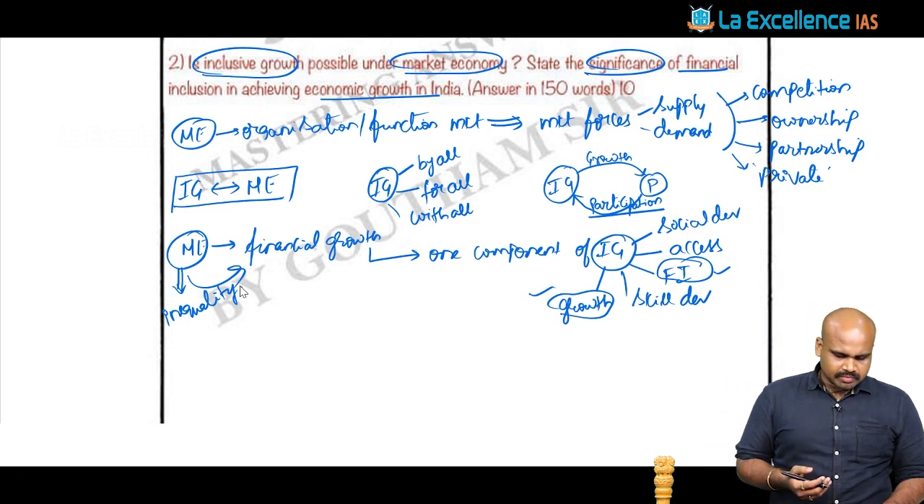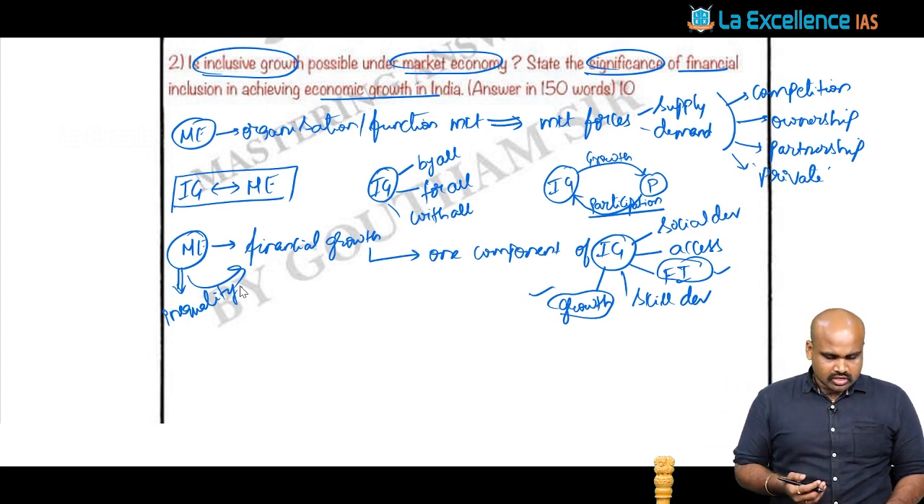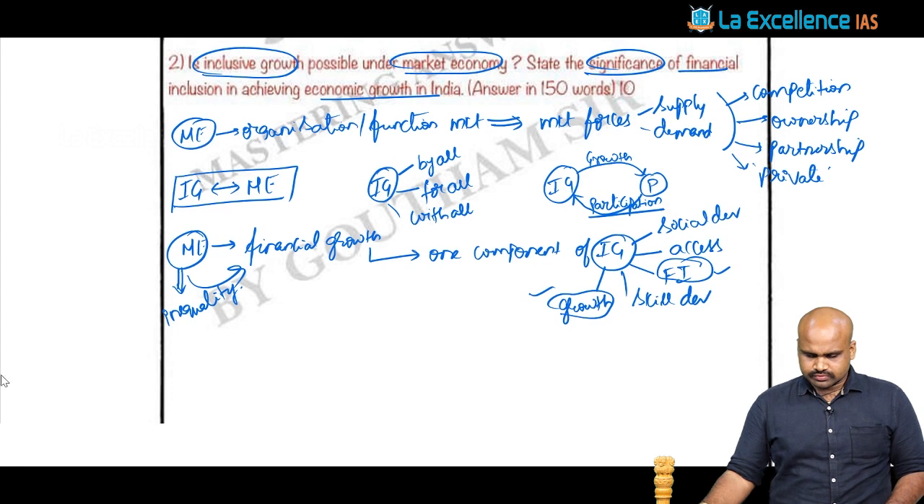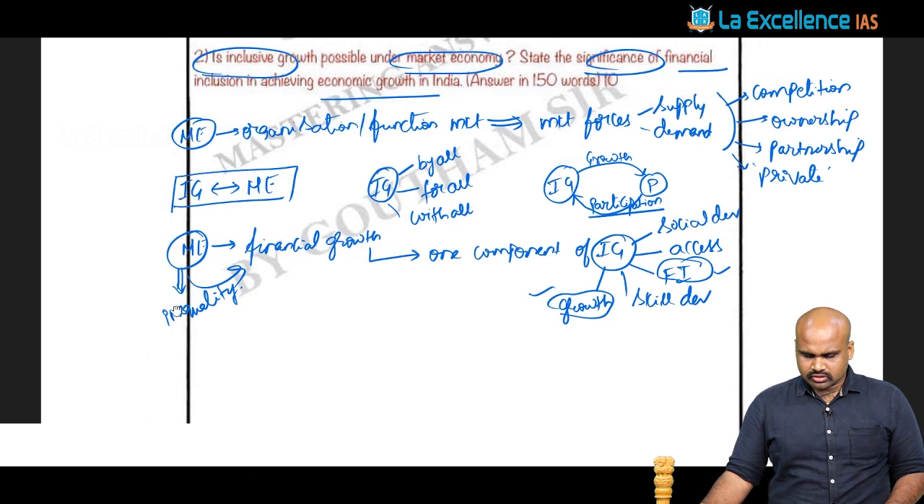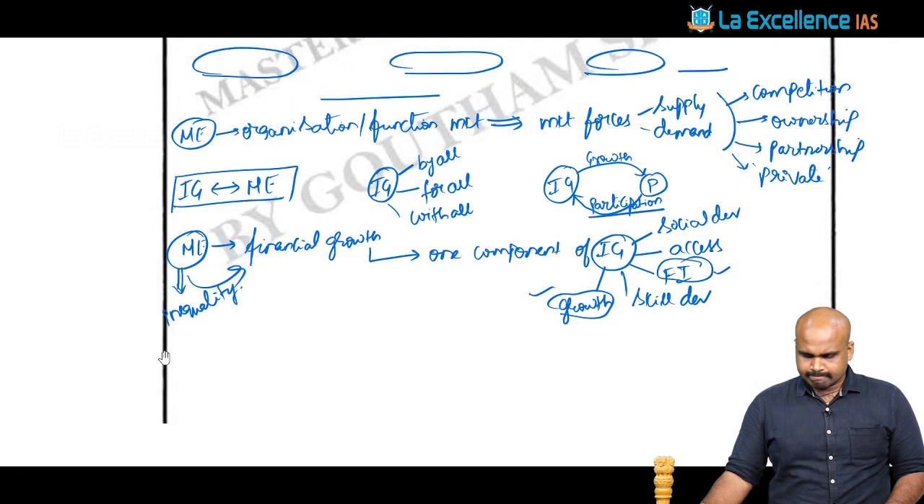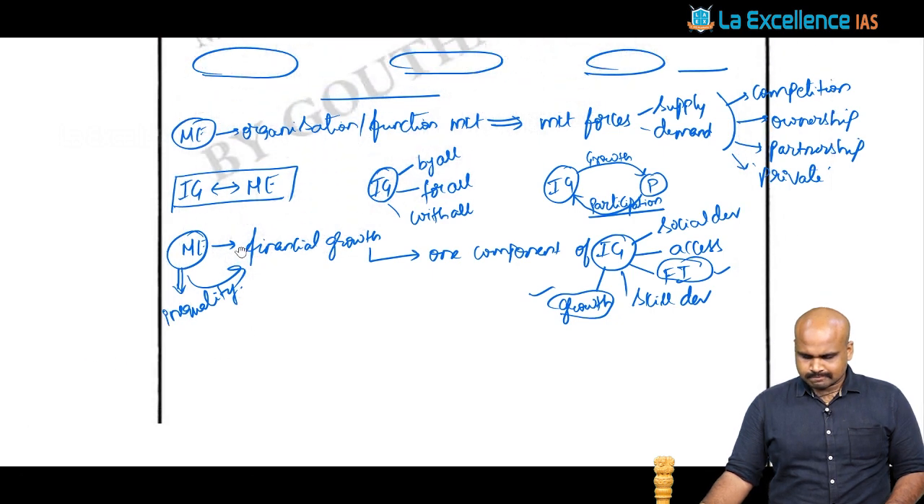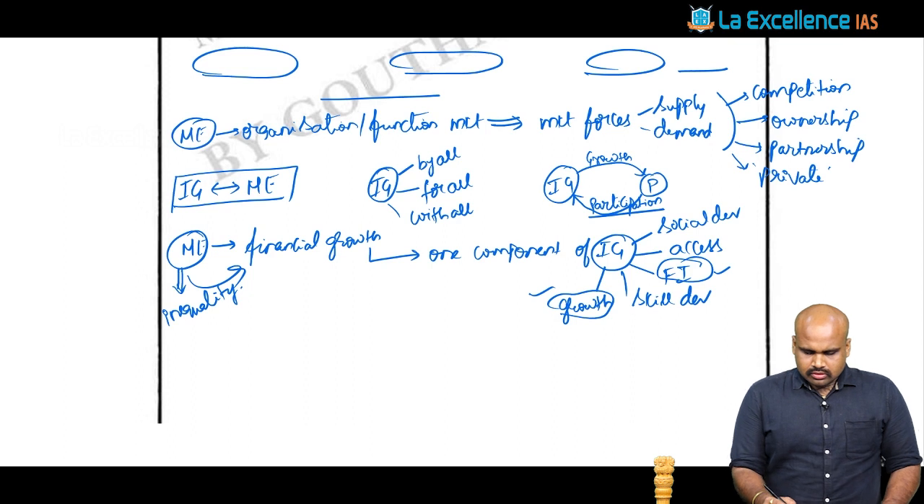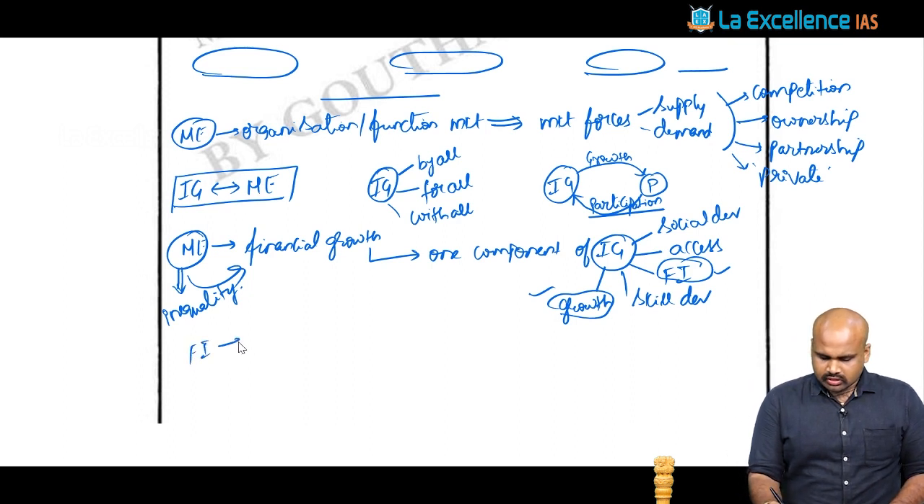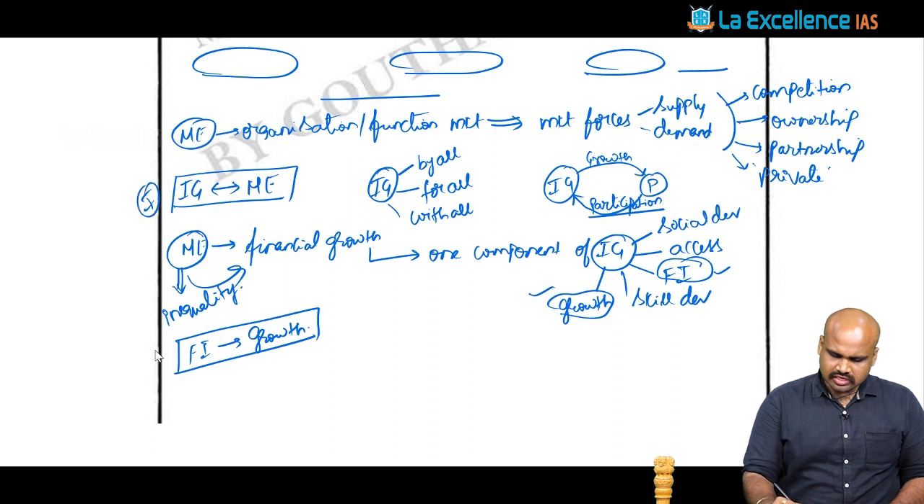And once we understand that concept, here it is asking how financial inclusion is promoting economic growth. That is what is being asked, the second part. So the first part is this and the second part is this.